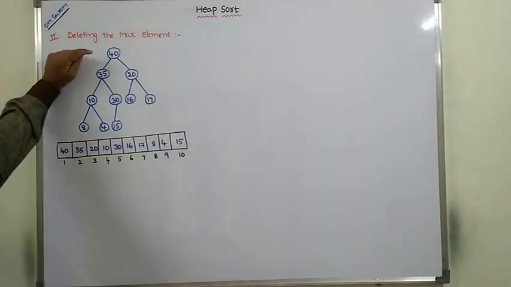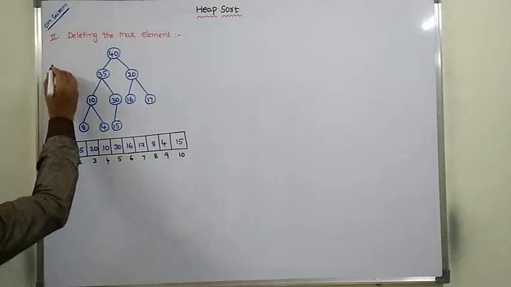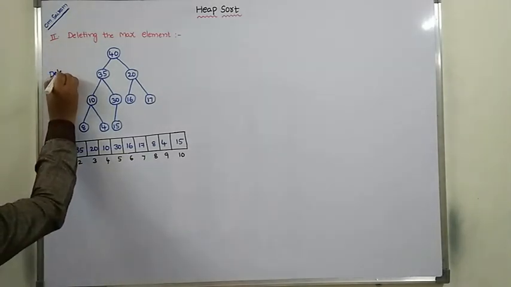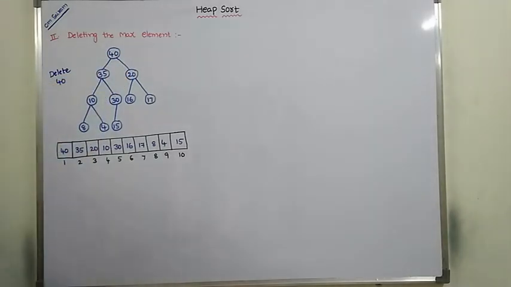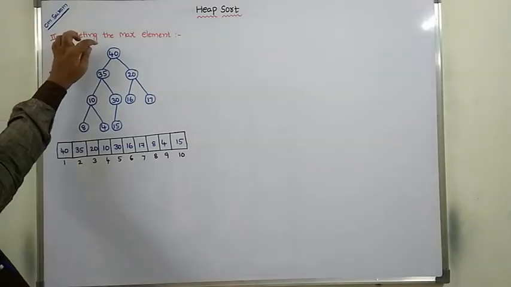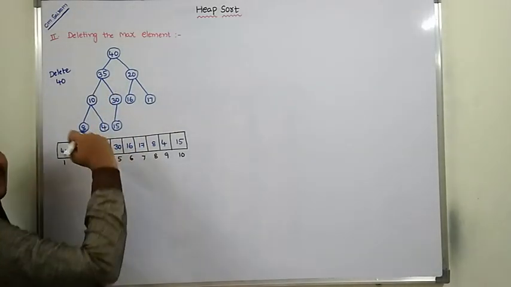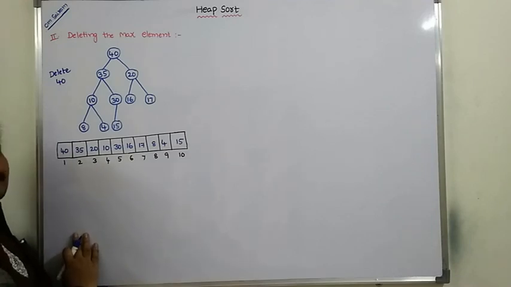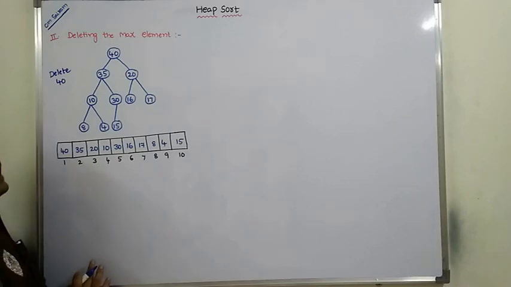After deleting the maximum element at the root node, that means delete 40. At the root node, what element is there? 40 is there. Now delete 40. After deleting 40, 40 can be replaced with only 15, because 15 is the last element in the complete binary tree or maximum heap. So 40 can be replaced with 15 after deleting 40.